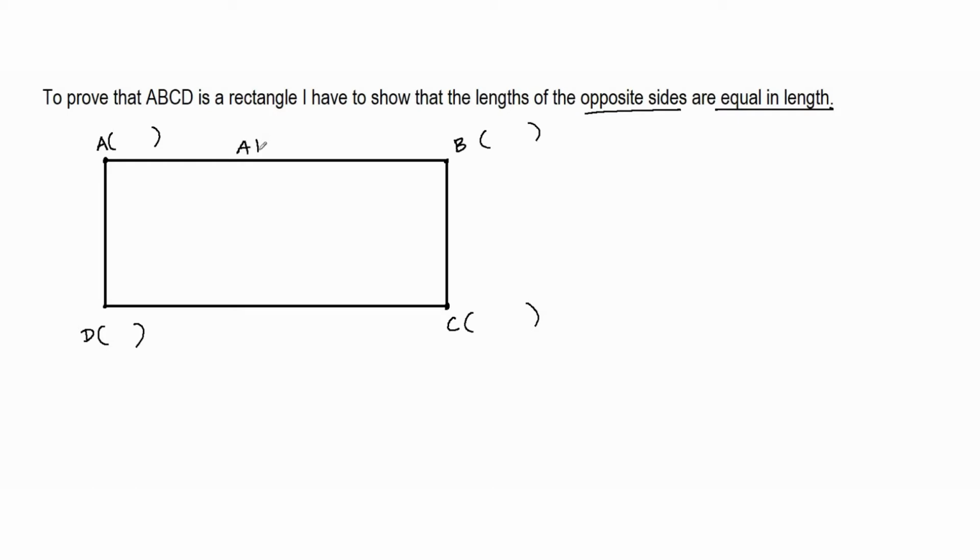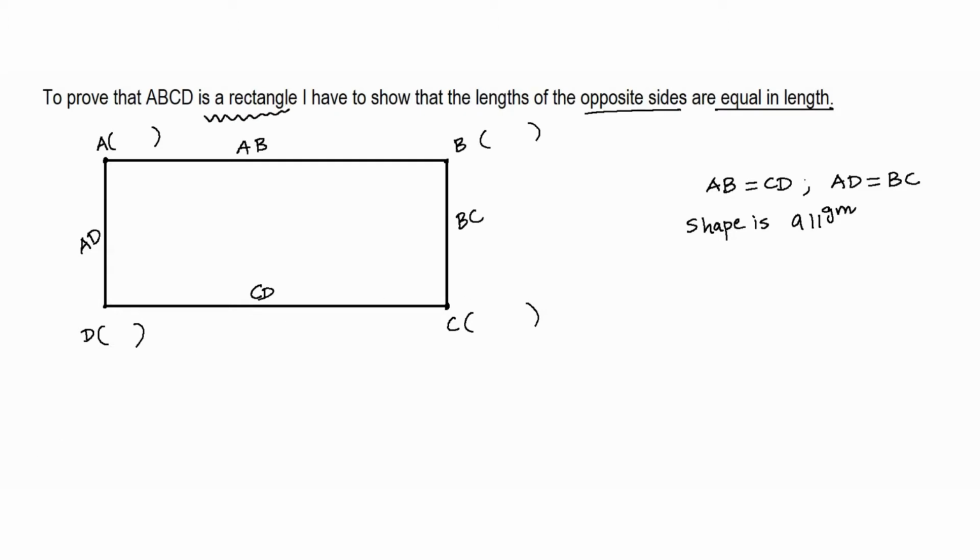So using the distance formula, I can find AB and CD and show that AB and CD are equal. I can also find the distance AD and the distance BC. So if AB is equal to CD and AD is equal to BC, I know that this shape is a parallelogram at the minimum, right? But I want to show that ABCD is a rectangle.